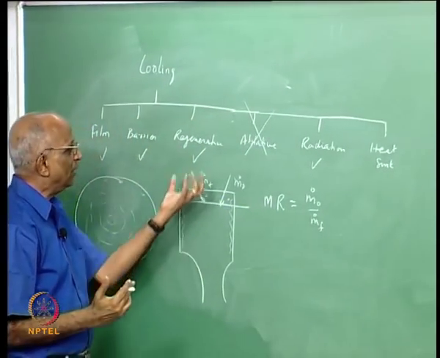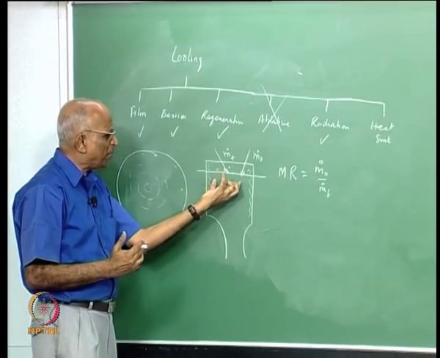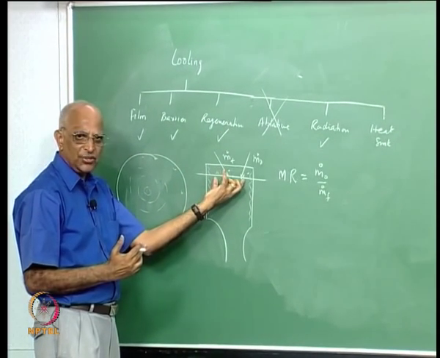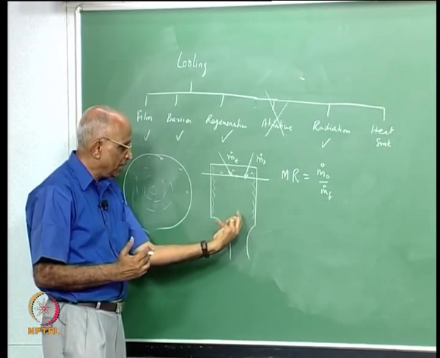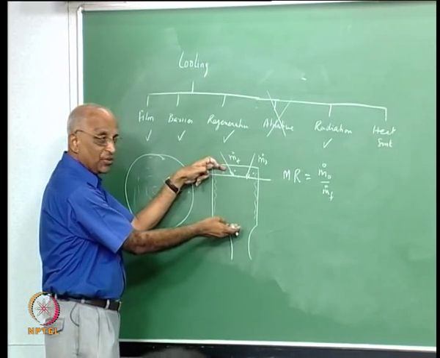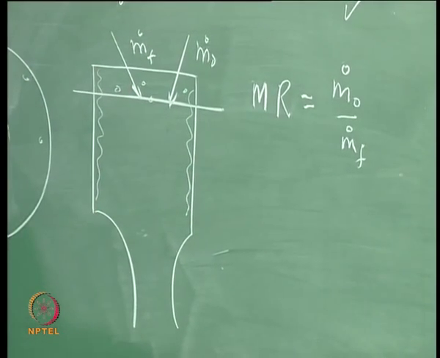And this is what I will do in the next class, and we will take a look at what the penalties are that we pay because of the mixture ratio distribution. And if I have a finite length of the chamber, is it possible for me to get combustion completed, or will I have another efficiency coming in over here?